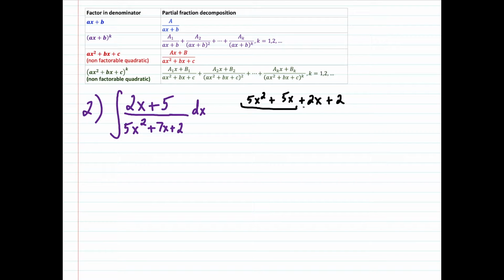So we're just basically splitting the 7x in the middle up into 5x plus 2x. Now when we do factoring by grouping, we're going to have 5x times x plus 1, plus the greatest common factor of the last two terms, which is 2, and we'll have an x plus 1 left over. So from here we take out the x plus 1, and we're left with 5x plus 2 in the other set of parentheses. So the denominator is factorable, and we have linear factors, so we're still in case 1 here. For this integral, we could set up the following equation.